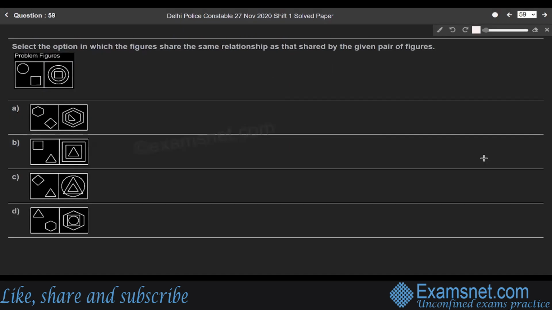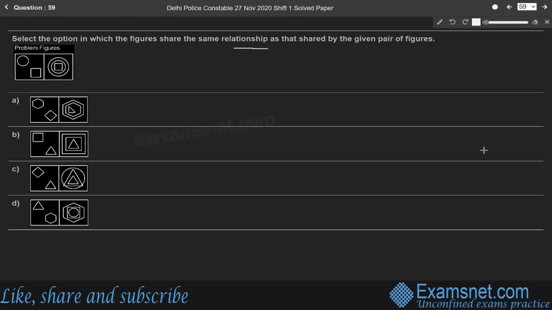Question 59. Select the option in which the figures share the same relationship as that shared by the given pair of figures. So this is the given figure. In the first portion, a circle is in the upper corner and a square is in the lower corner, and its relationship with the next portion is that the lower corner figure is inside the upper corner figure, which are 2 in number. The upper corner figure is a circle and the lower corner is a square. The square is inside the upper corner figures, which are 2 in number, right?